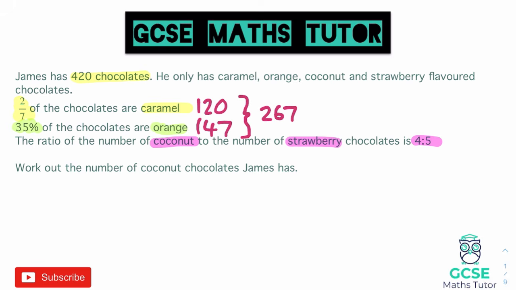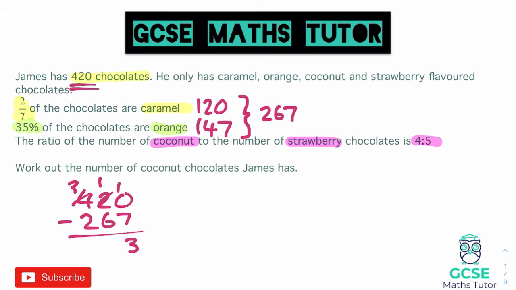Now we need to take that away from the total, and we know that the total was 420. So 420, and we'll take away 267, and again, without a calculator, we're going to have to do a bit of work here. 7 from 10 is 3. We're going to have to carry again.